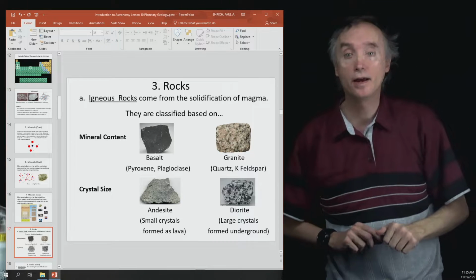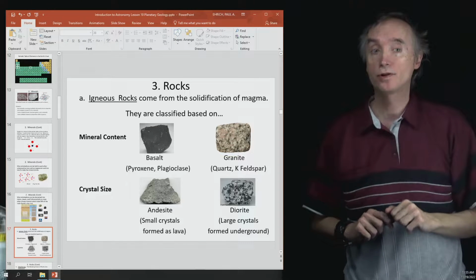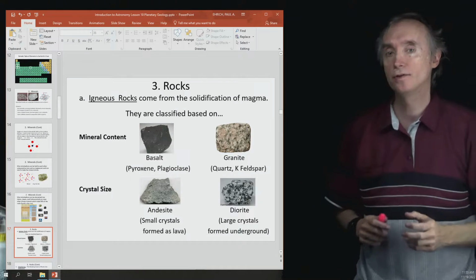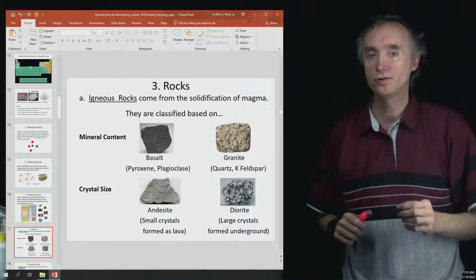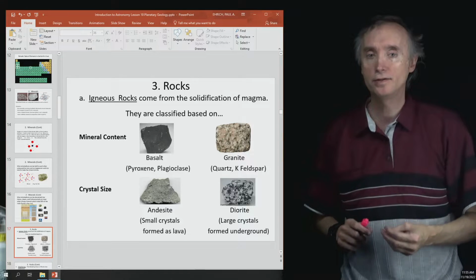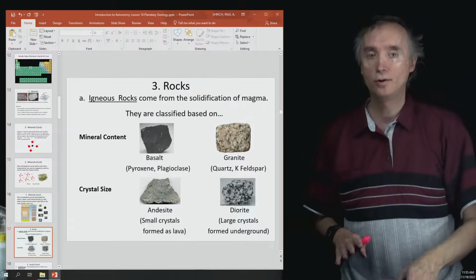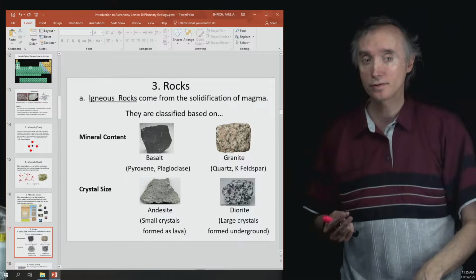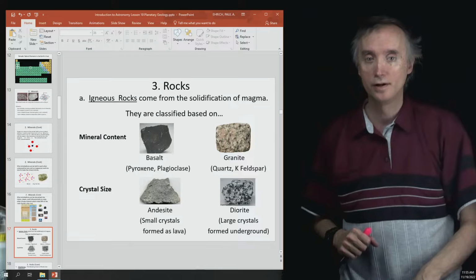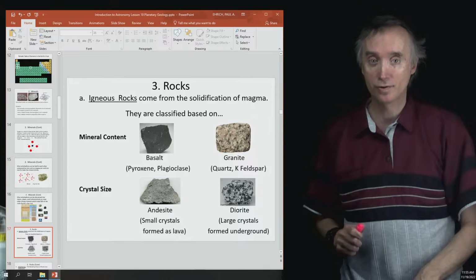Okay, I'm back, and in our previous segment we talked about what the minerals were. So now we're going to take those minerals and start to put them together to make rocks. Now there are three kinds of rocks that you need to know about. So you're going to have igneous rocks, sedimentary rocks, and then metamorphic rocks. So we're going to start with the igneous rocks.